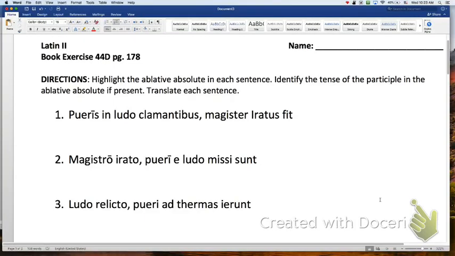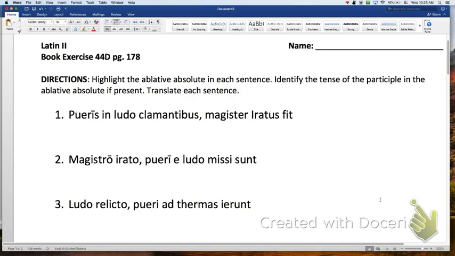Okay, so this is an exercise that reviews ablative absolutes from your book. It says, highlight the ablative absolute in each sentence, identify the tense of the participle in the ablative absolute if present, and translate each sentence. Okay, so just a little review.